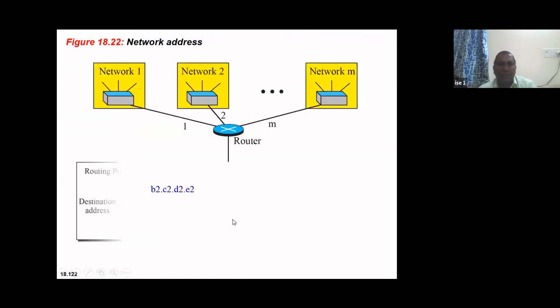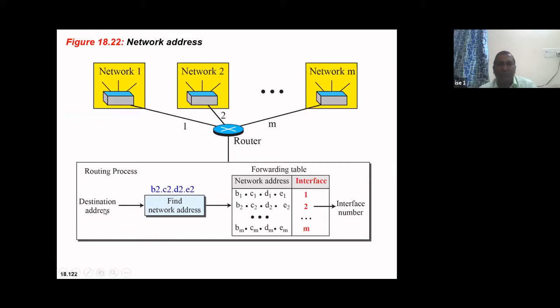Assuming this is the routing process, the destination address has been given as B2, C2, D2, E2. The router will find a network address in the forwarding table present with it. It says that this is not the address: it is B1, C1, D1, E1, which is not the network address to which the packet is supposed to go. But B2, C2, D2, E2 is there. It has to go through interface number 2.